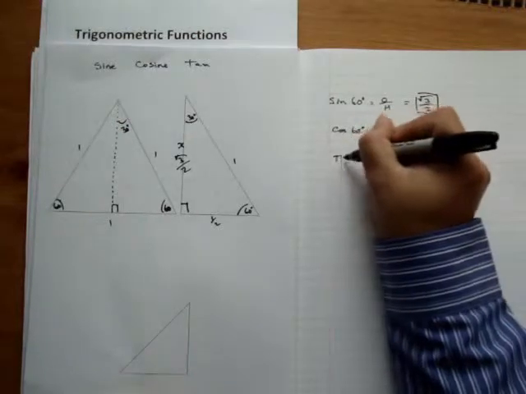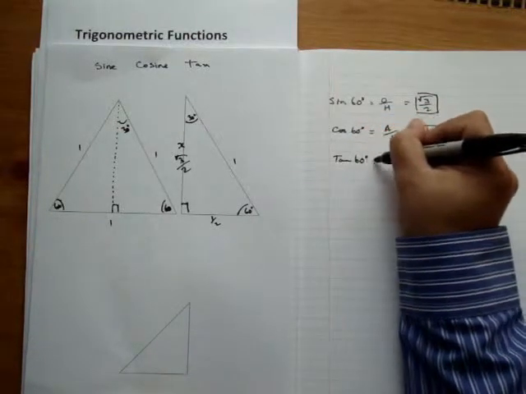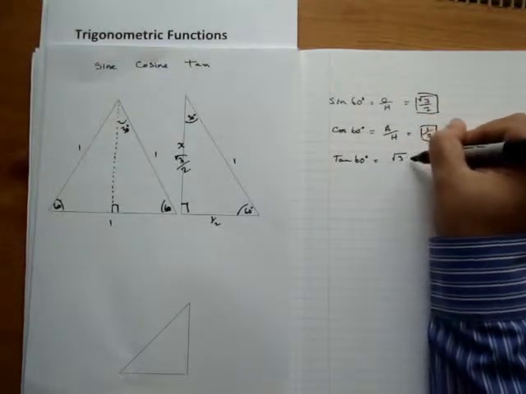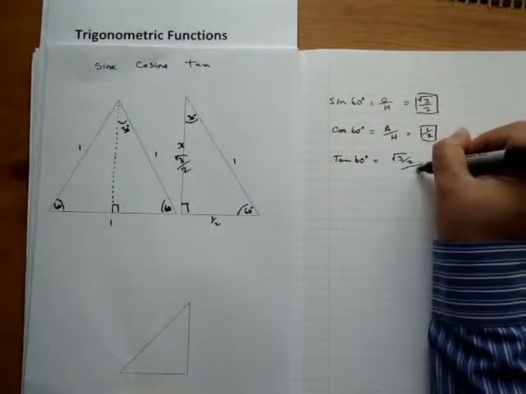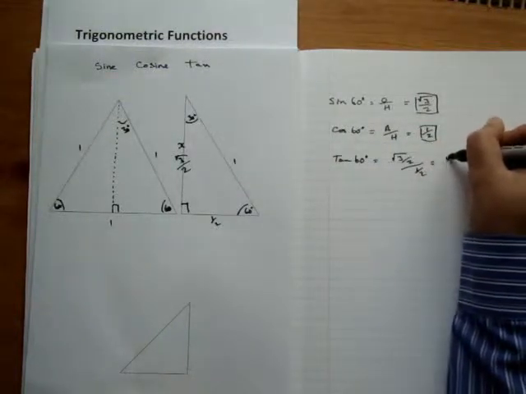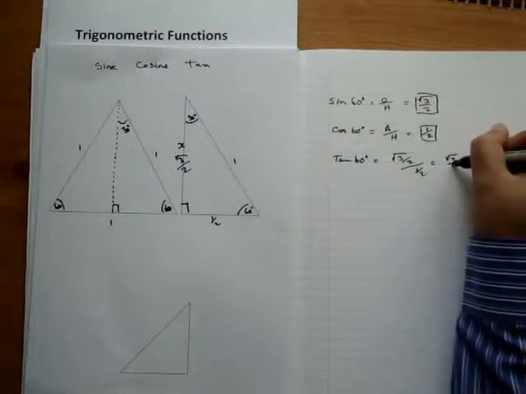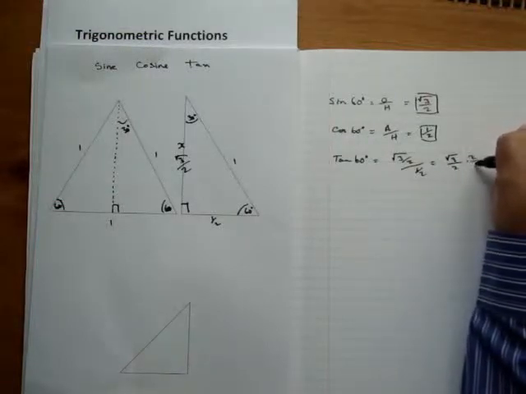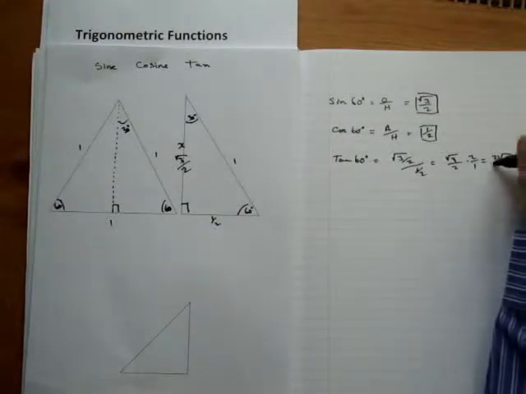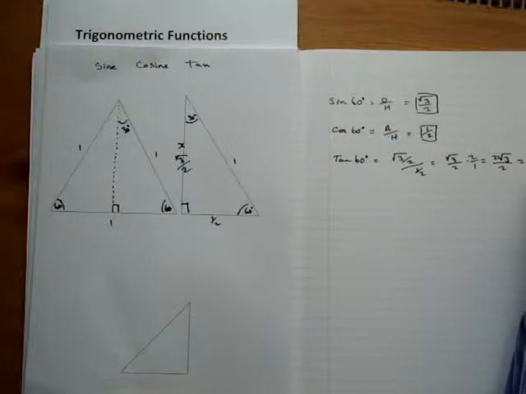The tangent of 60 degrees, that would be square root of 3 over 2 divided by half. This is then square root of 3 over 2 times 2 over 1, which is 2 square root of 3 over 2, which is square root of 3. So tan of 60 is square root of 3.